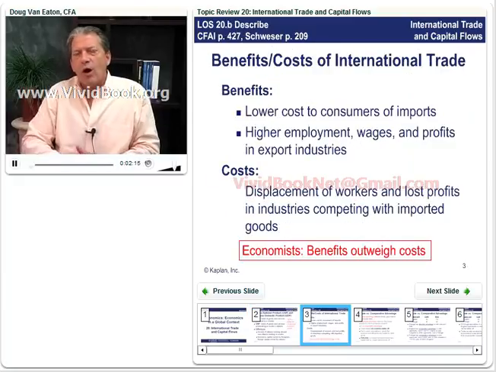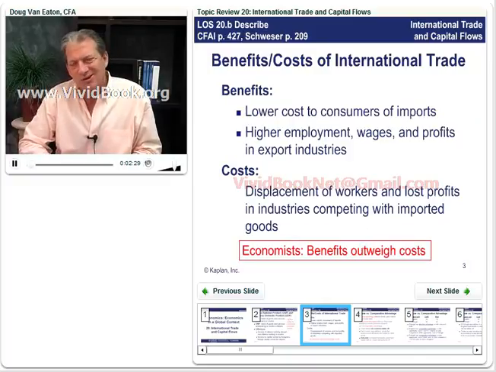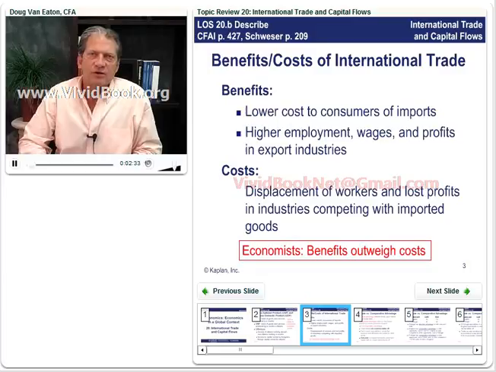Now, overall, look at the bottom of this slide first. Economists say the benefits outweigh the costs. Economists are for free trade, and the argument for opening up trade and free trade is very old in economics. Now we'll talk about some special cases, but overall the benefits are lower cost to consumers of imports and also higher employment, wages, and profits in export industries. So free trade drives these export industries.